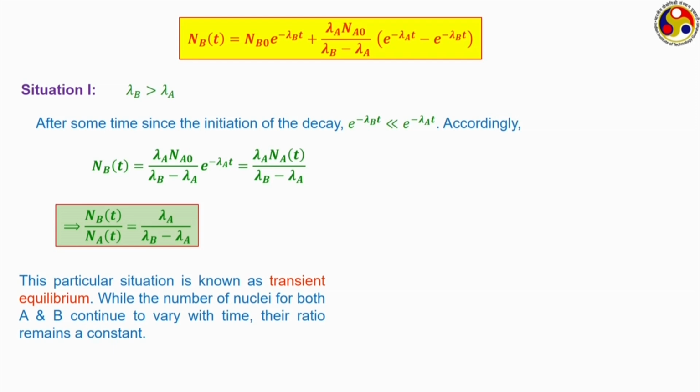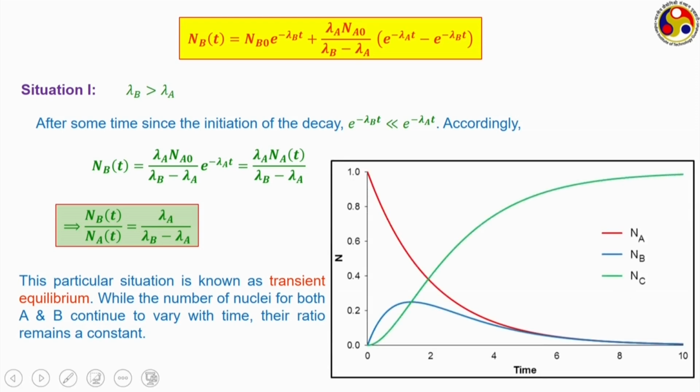This particular condition is known as transient equilibrium, and this is something that we can always find in practice. If we see the same graph that was present in the previous slide, you can see from somewhere here Na and Nb, these two lines, are overlapping with each other, because while drawing these curves we have considered lambda A to be equal to 0.5 and lambda B to be equal to 1. Therefore, this particular ratio, lambda A upon lambda B minus lambda A, in this case is equal to 1. That means the number of isotopes of A and isotopes of B will remain the same.